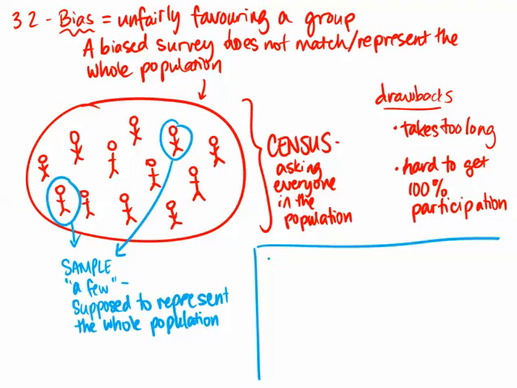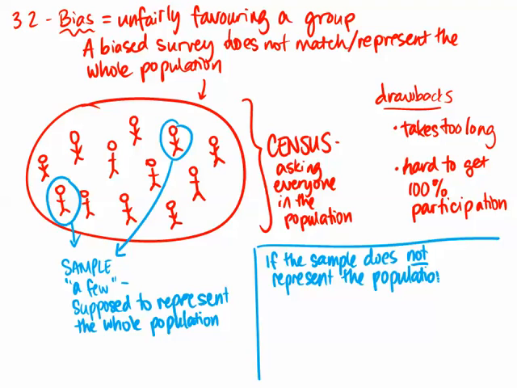So if the sample does not represent the population, there are several things that could be wrong. Number one, the survey is biased, which means I'm unfairly favoring or not favoring a group.